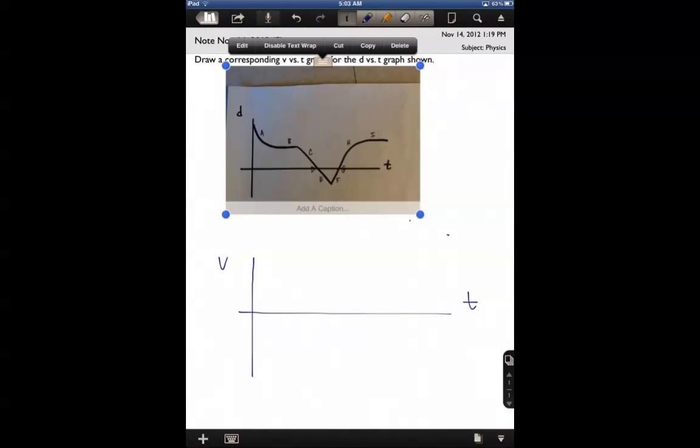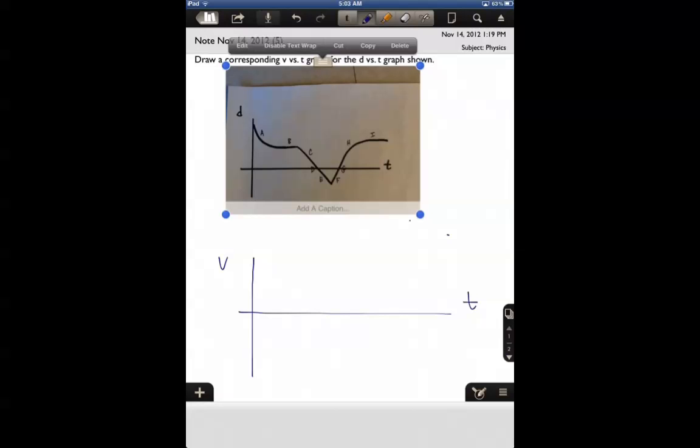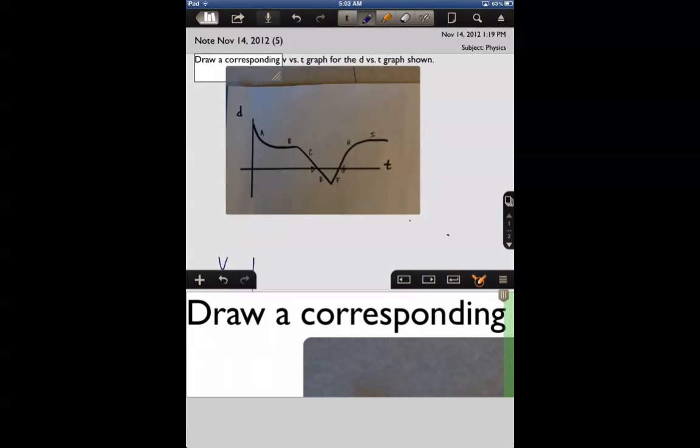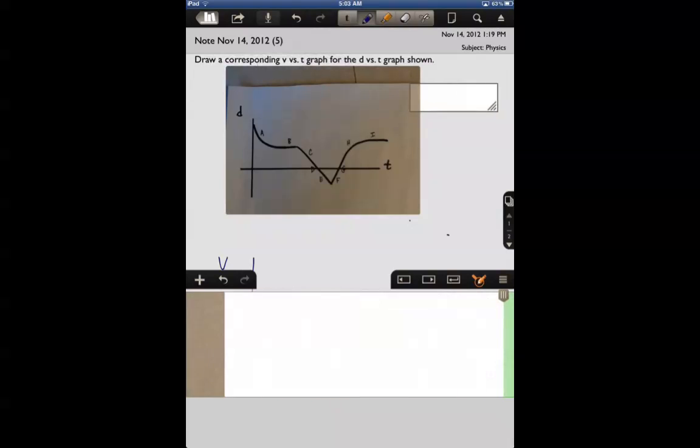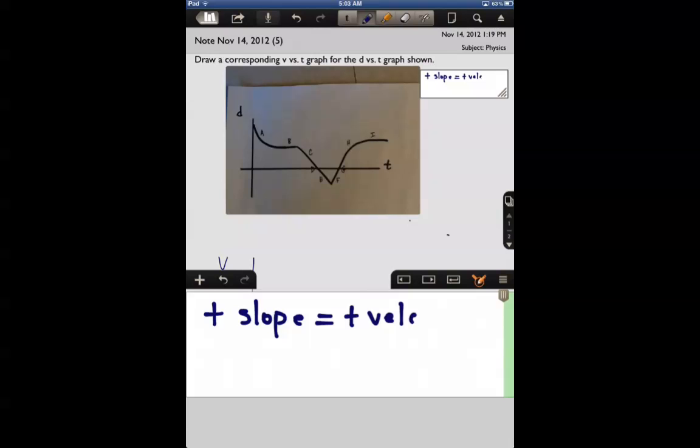Just a quick reminder. Positive slope means positive velocity, which will be above the time axis.